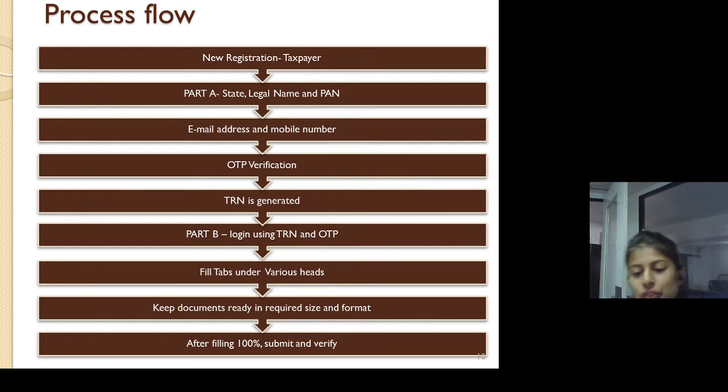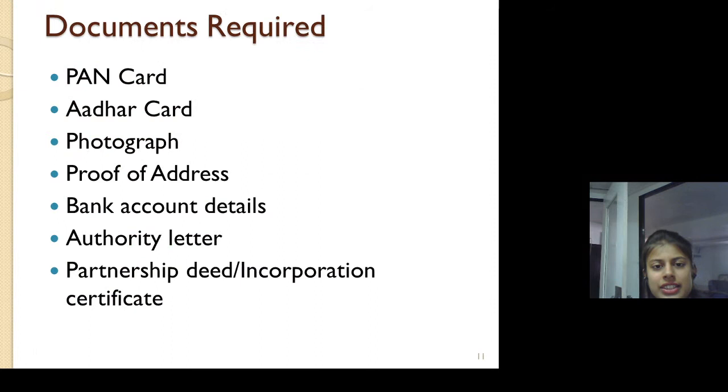One important thing is you have to keep the documents ready in required size and format. I have covered a slide of what documents are required, and after all this filling to 100%, you can submit and verify your GST registration form. Yes, I'll just go to the next slide and tell you what documents are required.